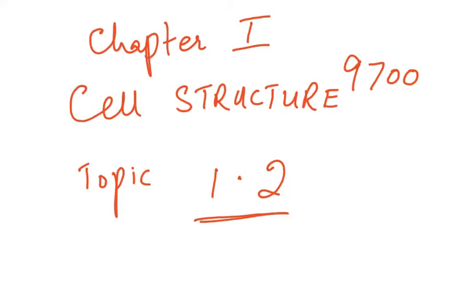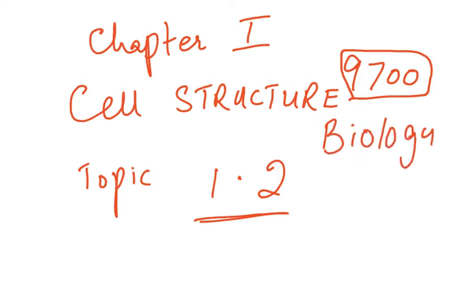Starting with chapter 1, which is cell structure in syllabus 9700. This is the biology code for CIE exams. Today we're going to handle topic 1.2 of chapter 1.